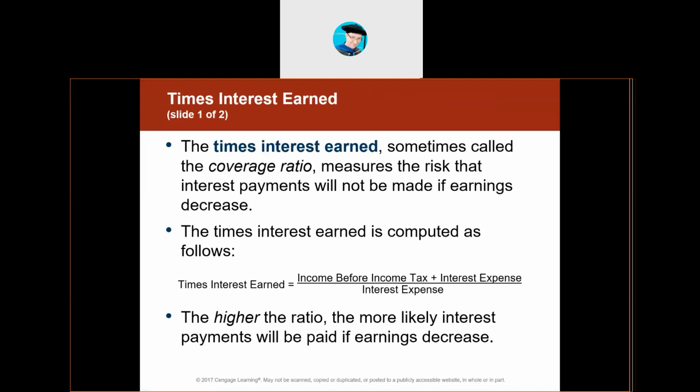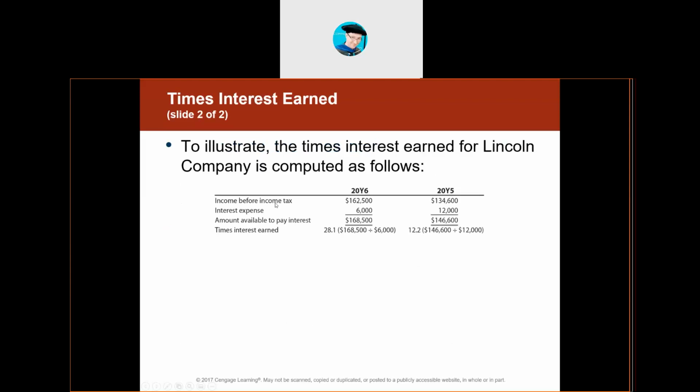Times interest earned, we learned about this one in the previous chapter. Sometimes called the coverage ratio. It tells me the company's ability to make interest payments. We take our income before income tax plus the interest expense and divide by interest expense. Both these items, income before income tax and interest expense, are found on your income statement. Income before income tax plus interest expense divided by interest expense gives me the times interest earned.